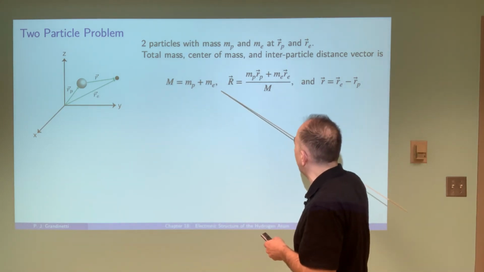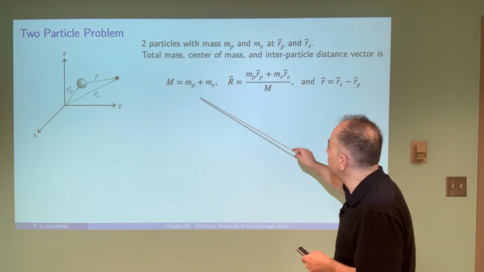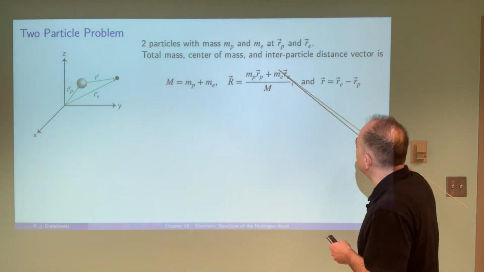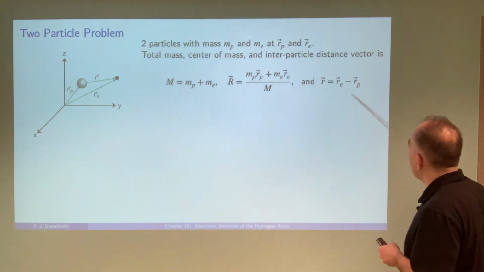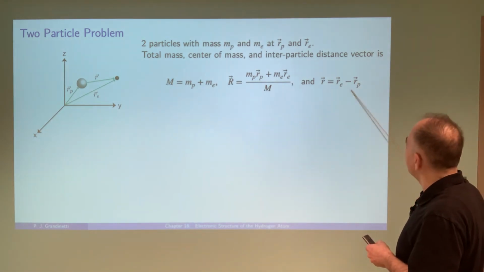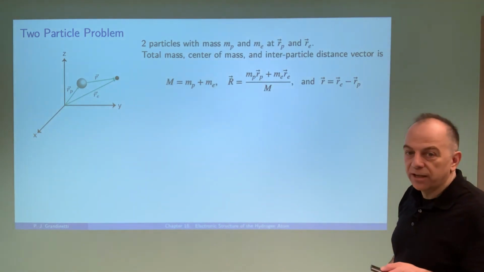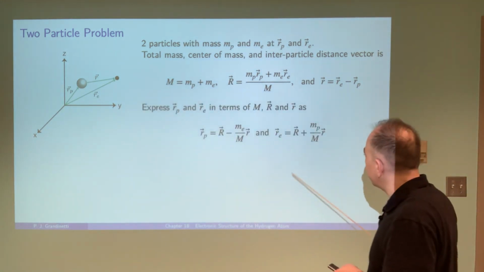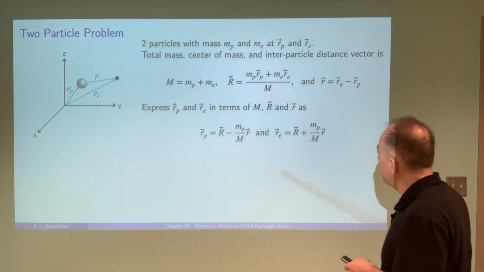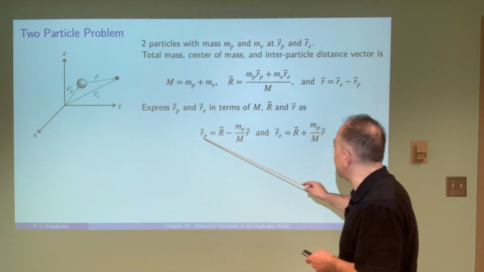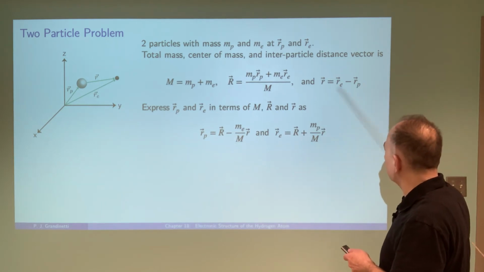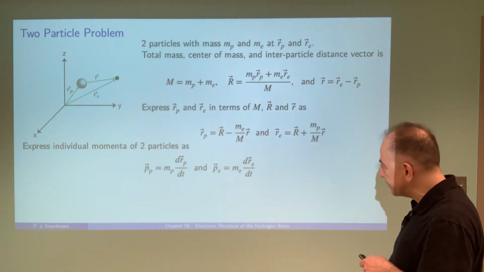So we're going to write down the total mass M for the proton and electron added together. Then we have the center of mass term, and then here we have the relative distance between the electron and the proton. So we're looking at the relative motion of the electron and the proton in the end here. We're going to express these two vectors for the proton and the electron in terms of the center of mass and this relative distance between them.